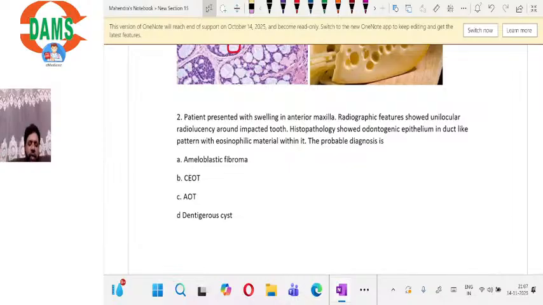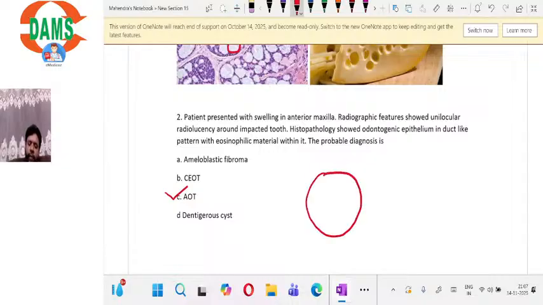This is characteristic of AOT, and we have already discussed what the swellings in the anterior maxilla are. Only one point is a bit confusing, where the examiner has confused you, which is unilocular radiolucency. Usually AOT will show calcifications, so it will not be just radiolucency, it will be a mixed radiolucent radiopaque lesion. Everything else is typical: anterior maxilla associated with the impacted tooth. And AOT is one odontogenic tumor where it will show duct-like structures.